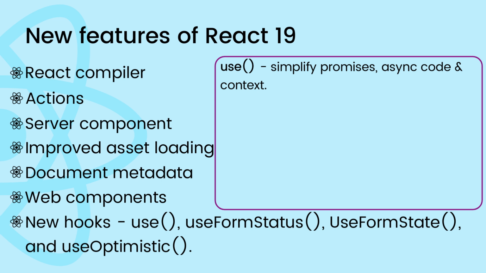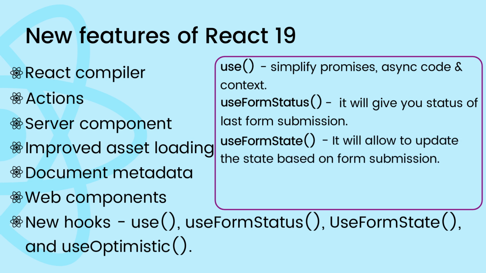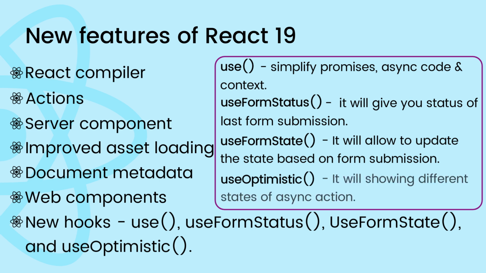A hook like useFormStatus will enhance the control over the forms. It will give you the status of the last form submission. useFormState will allow you to update the state based on the result of form submission. And a hook like useOptimistic will enhance the user experience by showing different states of an async action.